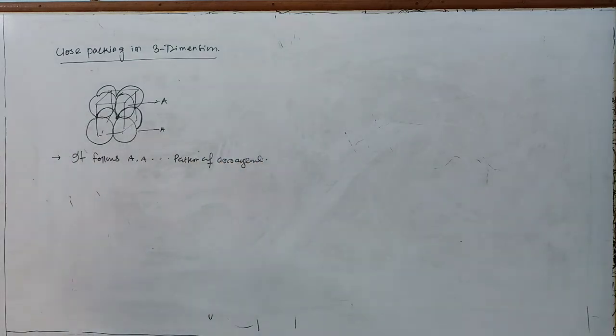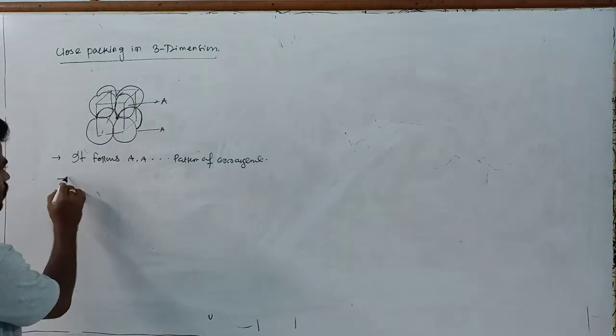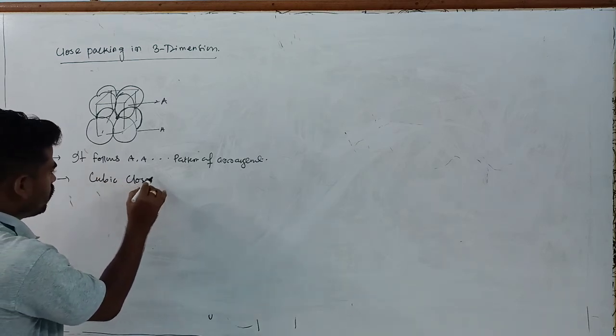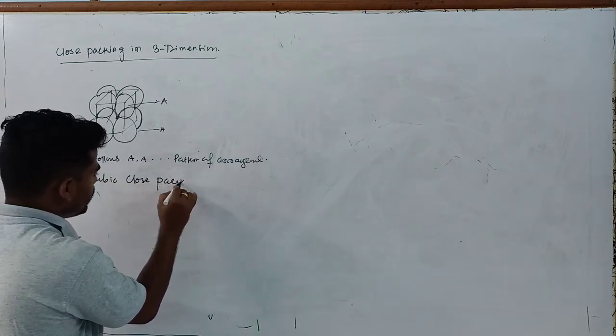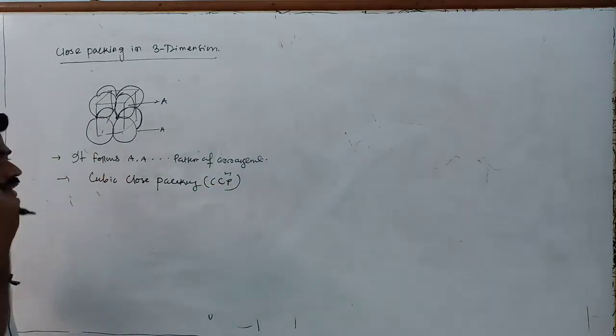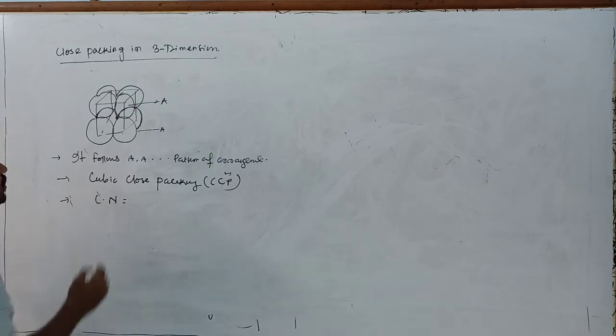This is called cubic closed packing, because you see these are cubic shaped, so it is called cubic closed packing or CCP, cubic closed packing. Next, if you need to find out its coordination number, you just tell me.